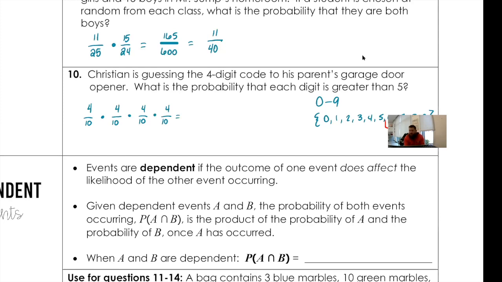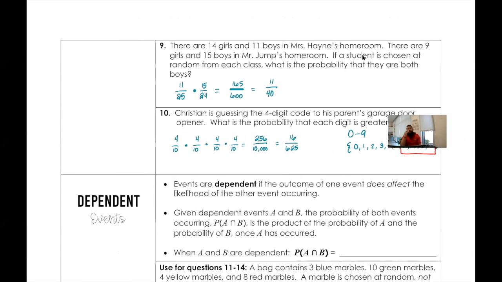So we just do 4 to the 4th, which is 256. Oh, 10 to the 4th, which is 10,000. Just put 4 zeros after that one. Math bracket, and we get 16 over 625. So guys, that is independent probability. One event occurring does not have an impact on the next event happening. It's not going to change the probability.